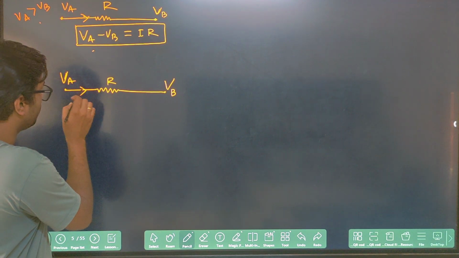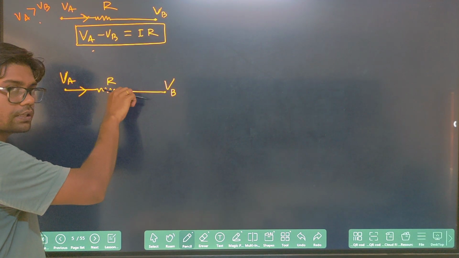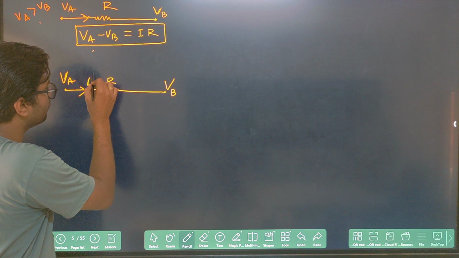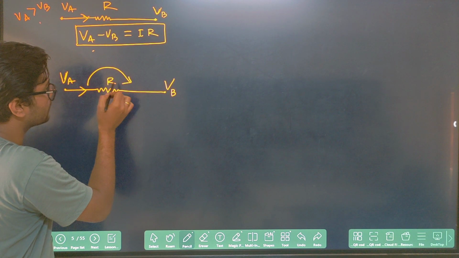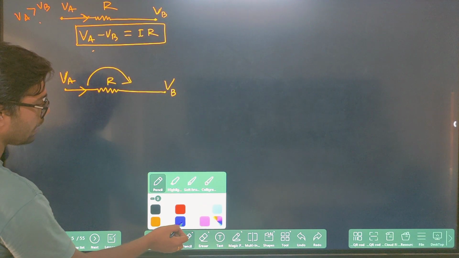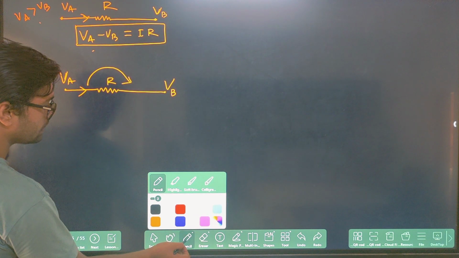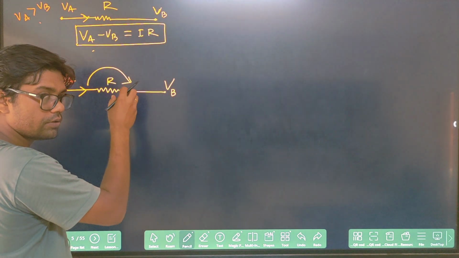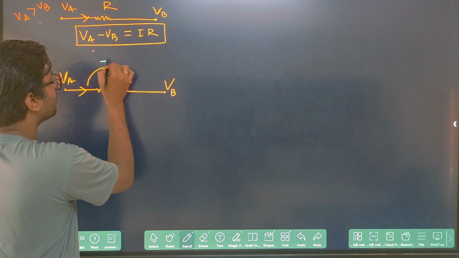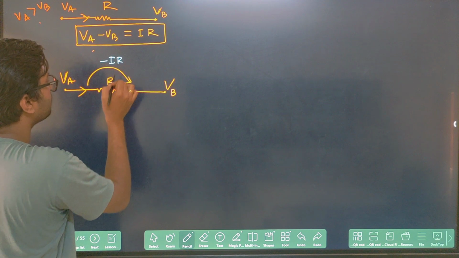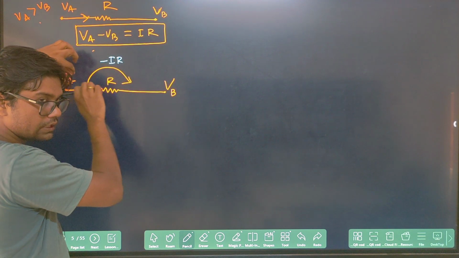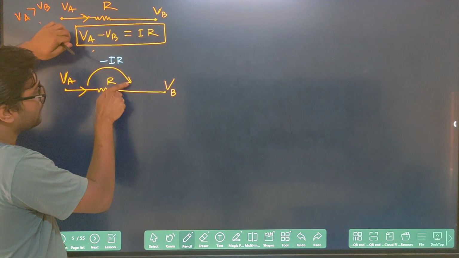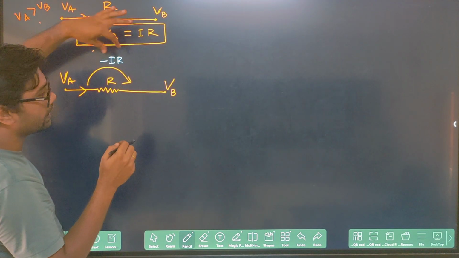So what I am telling is that whenever you are going in the direction of the current through the resistor, there will be a loss in potential. And how much will it lose? I into R. Listen to this carefully. There will be a loss in potential. How much potential will it lose? I into R. So I will write minus IR. If I am moving along the direction of the current through the resistor, I have to write minus IR.